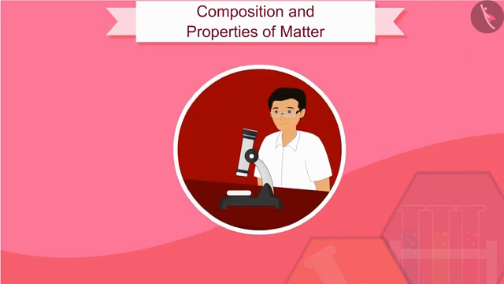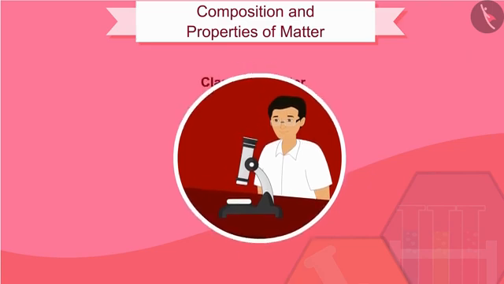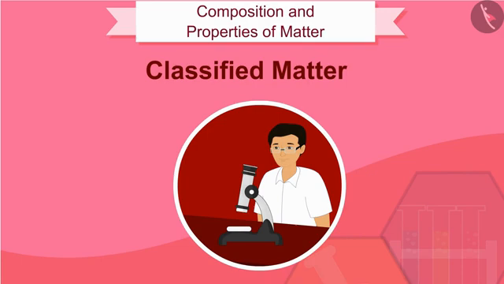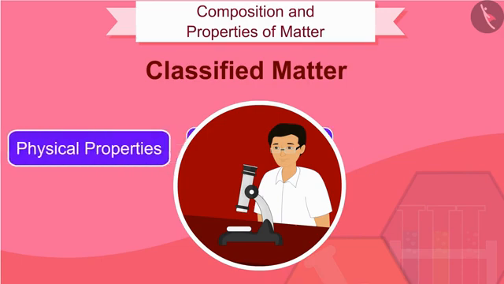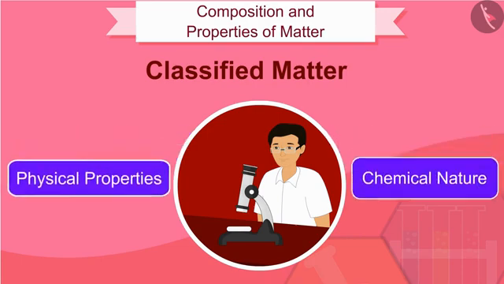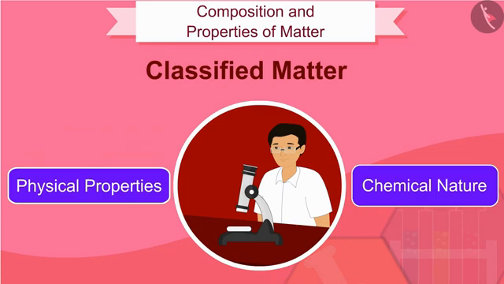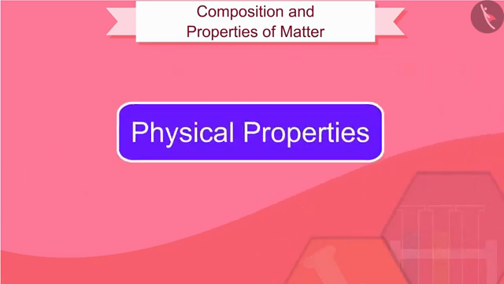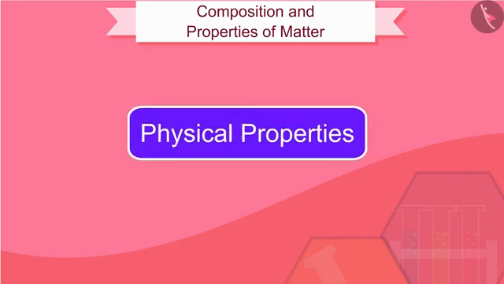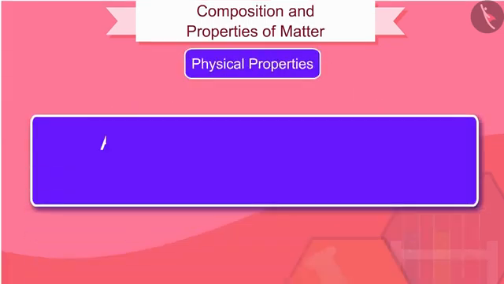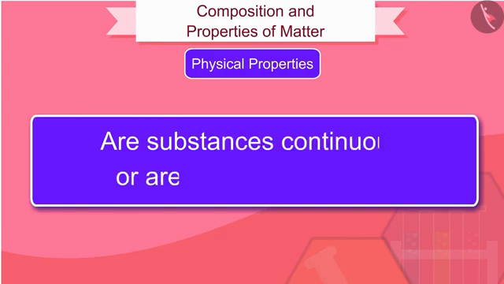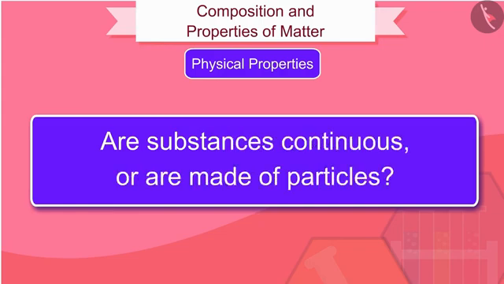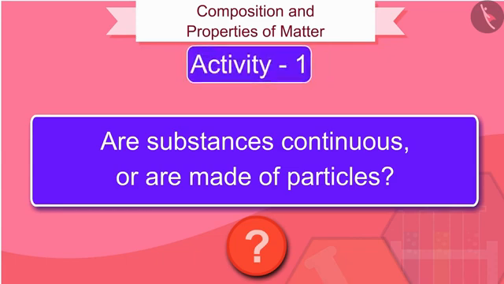Modern scientists have evolved 2 types of classification of matter based on their physical properties and chemical nature. Let us learn about matter based on physical properties in this video. Friends, are substances continuous or are they made of particles? Let's find this out by an activity.